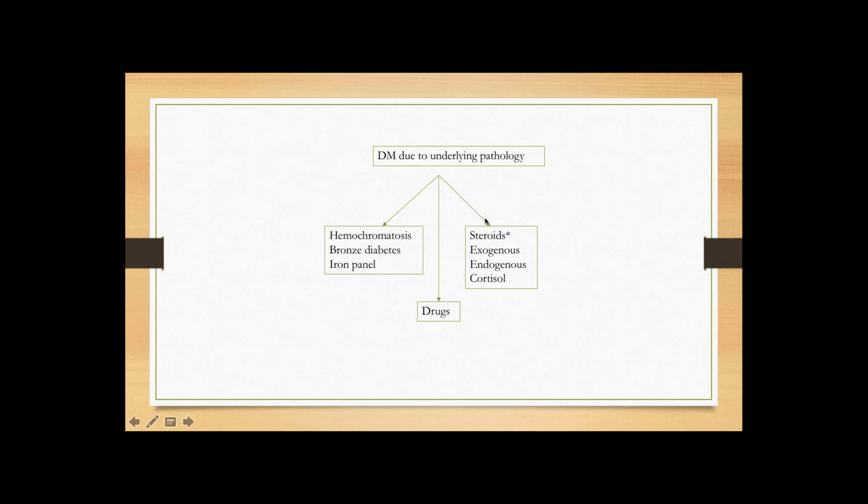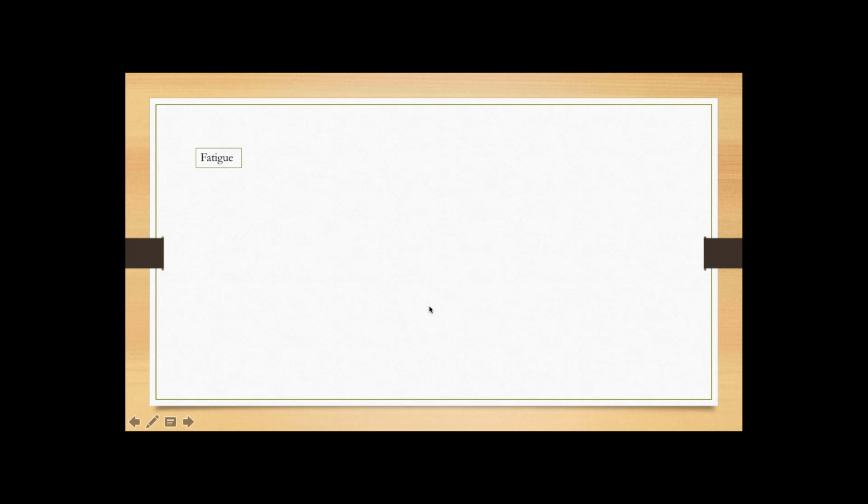So these are just some of the secondary causes of diabetes. Let's move on to diabetes insipidus. People can present with fatigue, and this can be because of either central diabetes insipidus or nephrogenic diabetes insipidus. Central diabetes insipidus would be due to ADH deficiency, which can be because of a tumor, an autoimmune disorder, or trauma, anything like that in the brain.